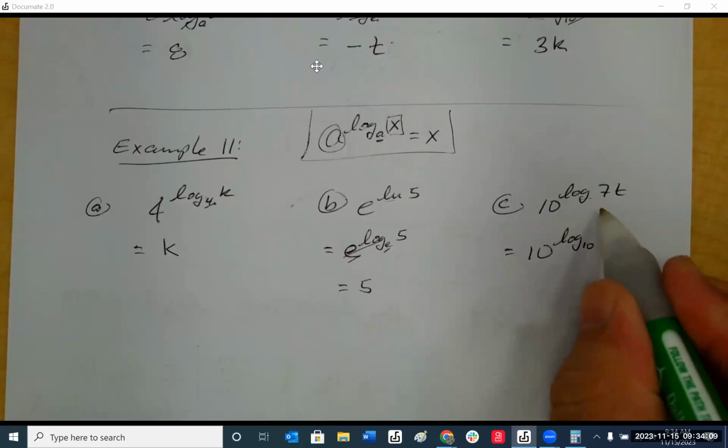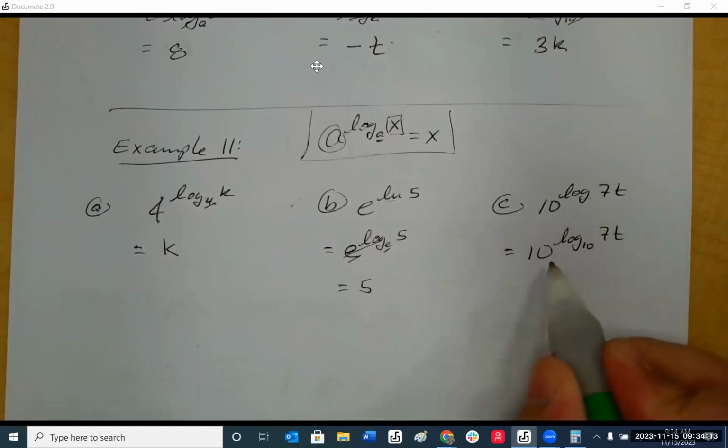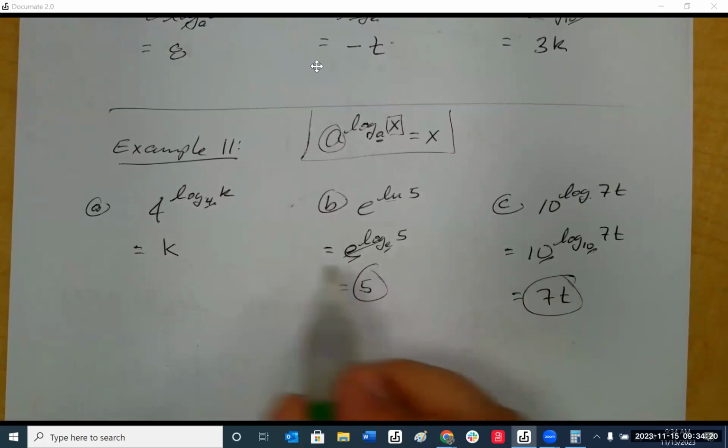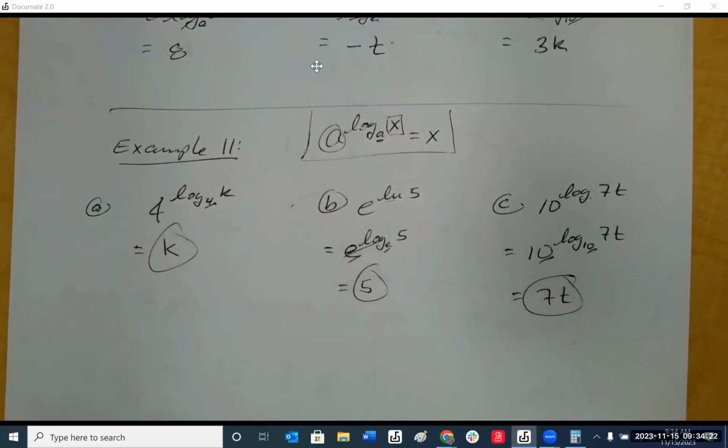This is a common log. If there's nothing there, it's automatically a base 10. Since the bases are the same, it's just the operation. So these are your answers. Again, all of these are doable if you use the formulas we used on the first page.